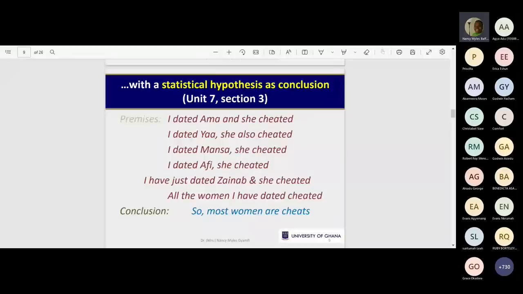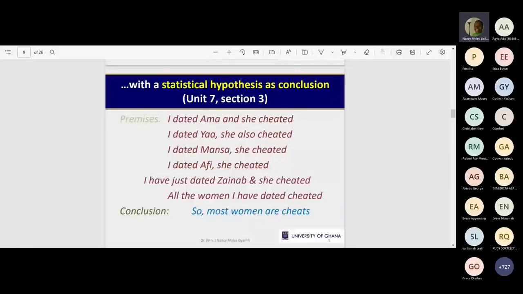It's a statistical generalization. That is easier to make true. That is likely to be true if you compared it with what? A universal generalization. A universal generalization has a higher degree of being false, because you can't speak like God. You don't know everything. So you say, because of what I have seen about these particular women, I am concluding that what? Therefore, all women are cheats. Just one woman who is not a cheat will make your thing false.